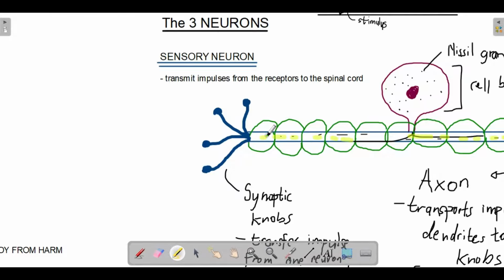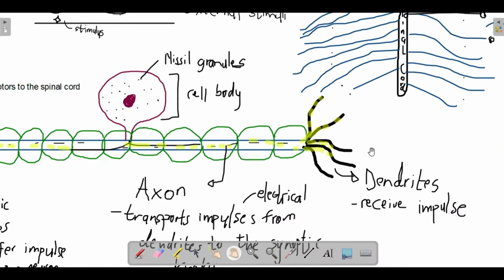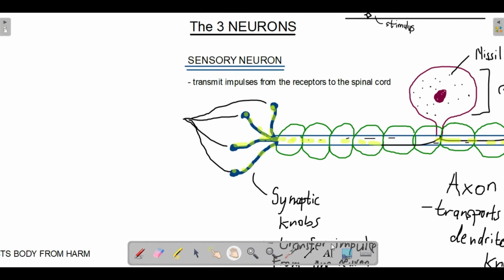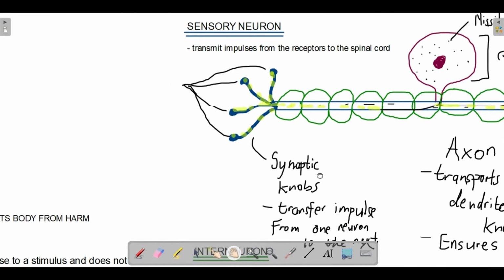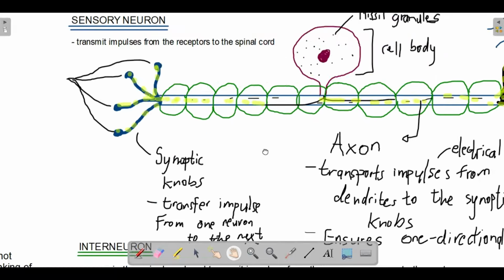The synaptic knobs transfer the nerve impulse from one neuron to another, or to the consecutive neuron. The nerve impulse will be transported to the next neuron, and the next neuron will receive the impulse with its own dendrites. Remember, the dendrites are the ones that receive the impulse, and the synaptic knobs are the ones that will transfer that received impulse to the next neuron, and so on.